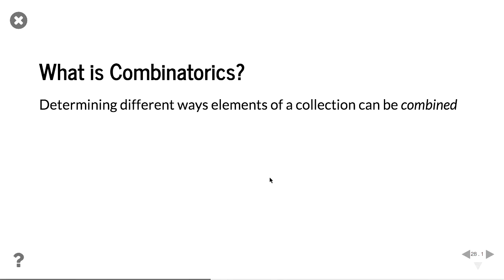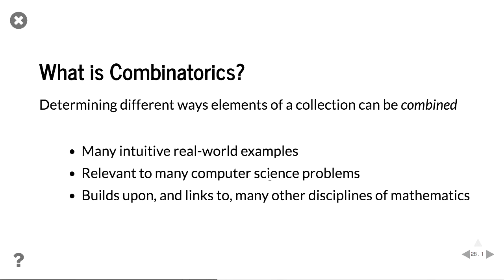Combinatorics is all about different ways elements of a collection can be combined, hence combinatorics. We have many intuitive real-world examples for combinatorics, which makes this a lot easier to talk about and explain, but it's also highly relevant to a number of important computer science problems. A lot of these have ongoing research. And like lots of fields of mathematics, it actually builds upon and links to lots of other disciplines.